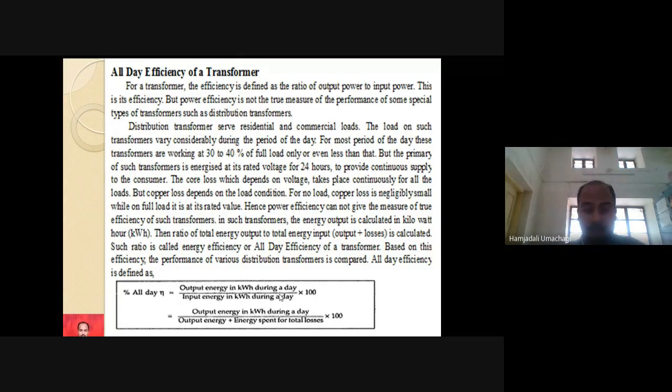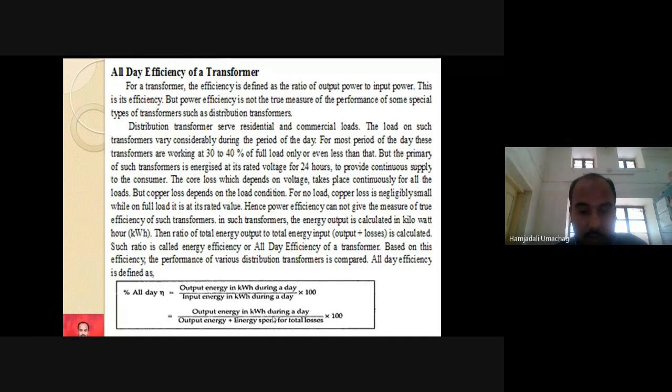One day means 24 hours. So the formula to calculate all day efficiency is this: output energy in kilowatt hour during a day divided by input energy in kilowatt hour during a day. Once again, if I want to calculate input, it is nothing but output plus total losses. Total losses is nothing but iron loss plus copper loss.